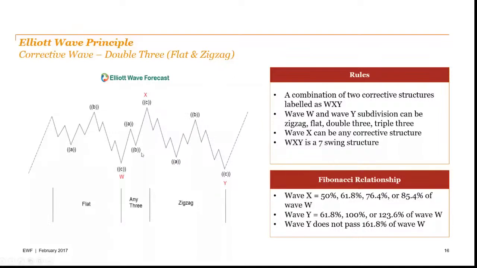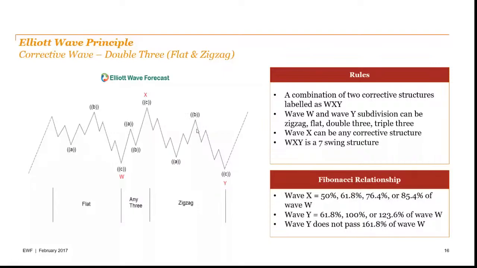Alright, now double 3 is nothing more than 2 corrective structures. But remember, when we're talking about 2 corrective structures, I'm not just talking about any, there are only limited corrective structures that you need to memorize. Like I said, you just need to understand a flat, a zigzag, and a double 3. Most of the time, those cover like 90% of corrective structures anyway, right? Zigzag, flat, double 3. That's it. That's all you need, alright?